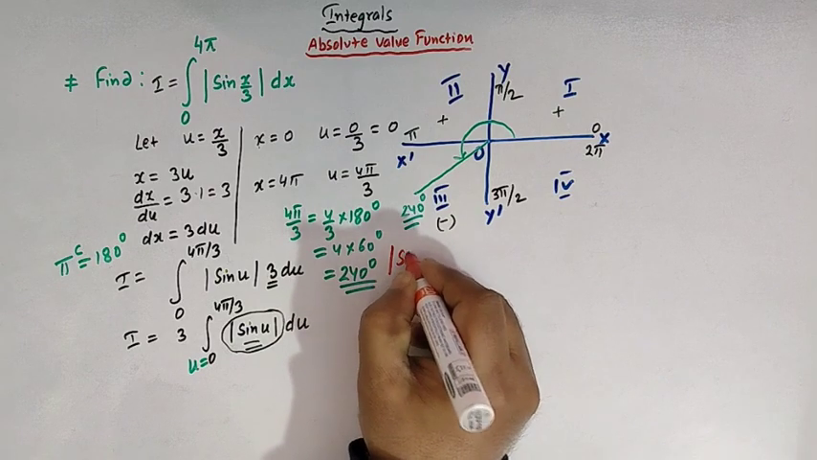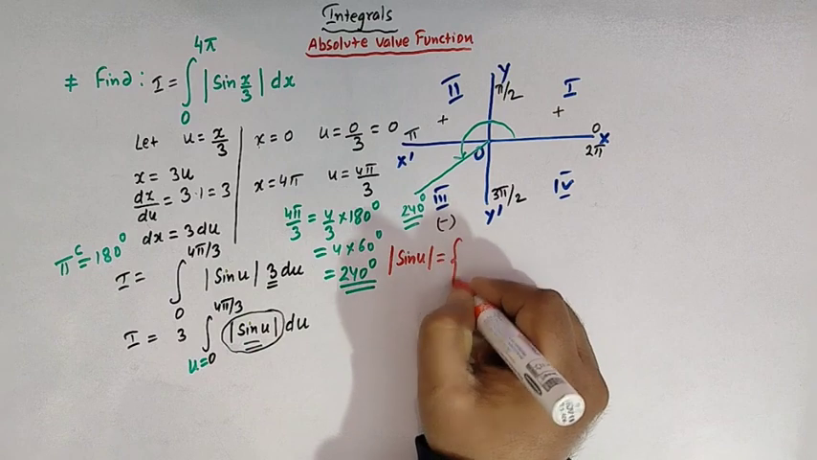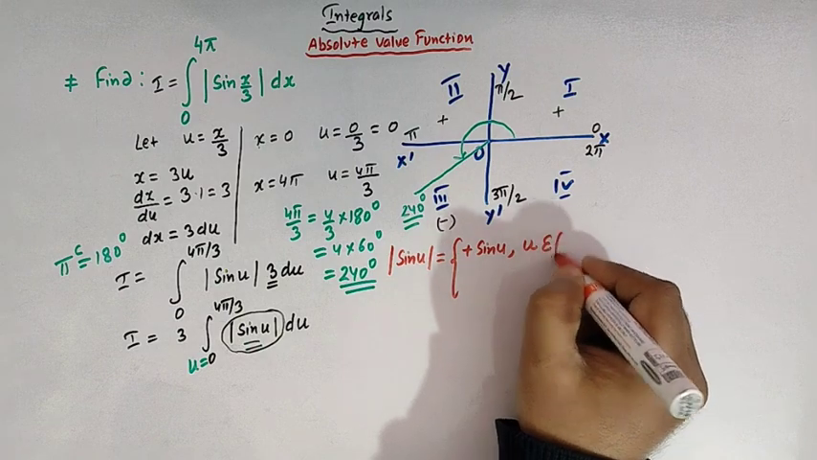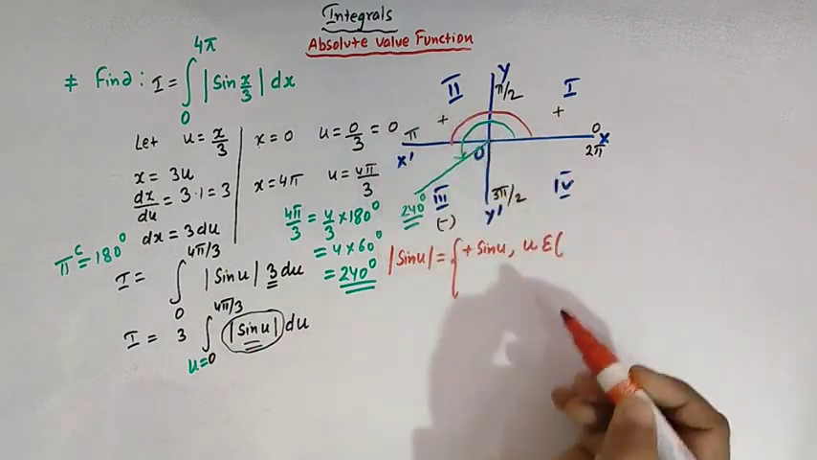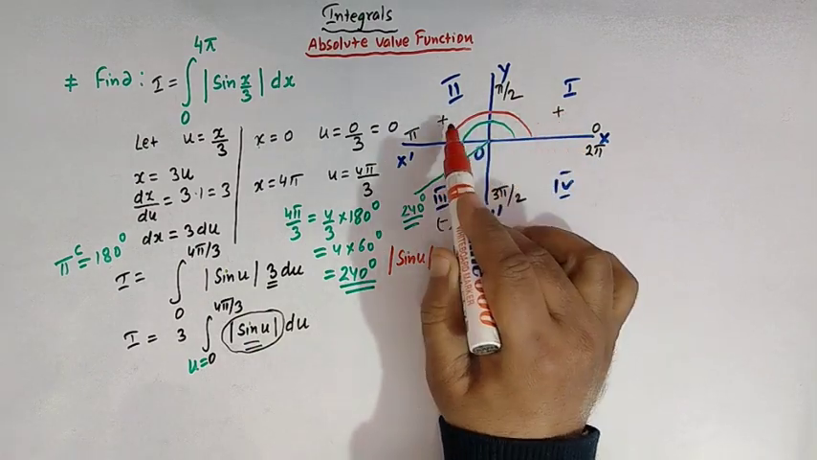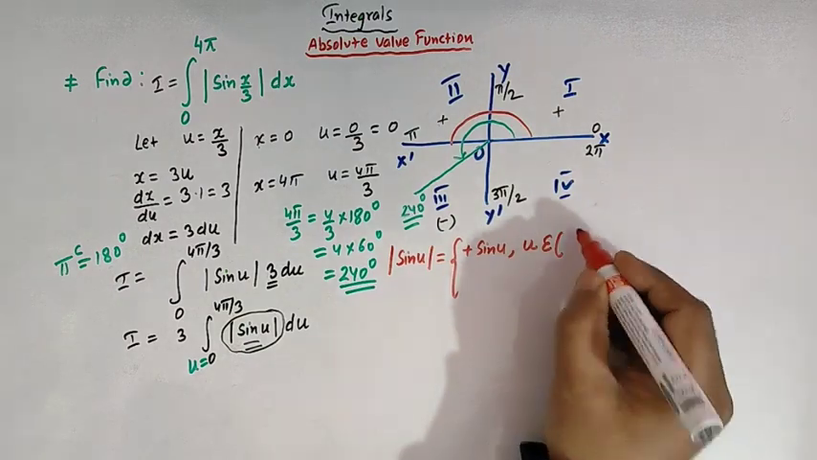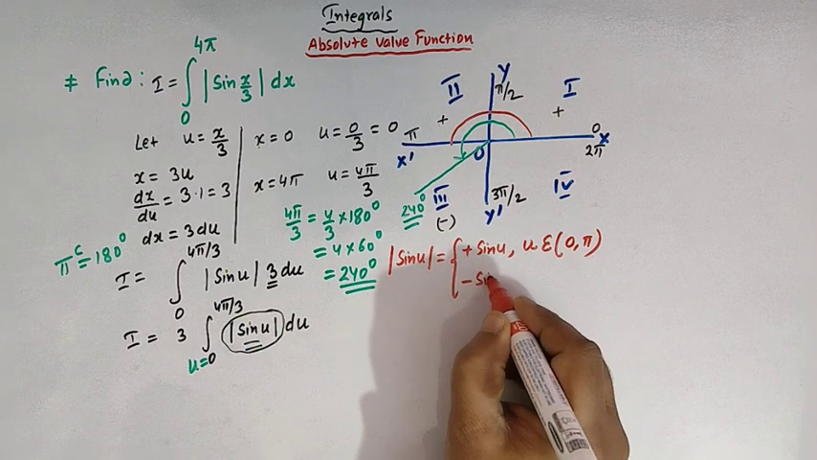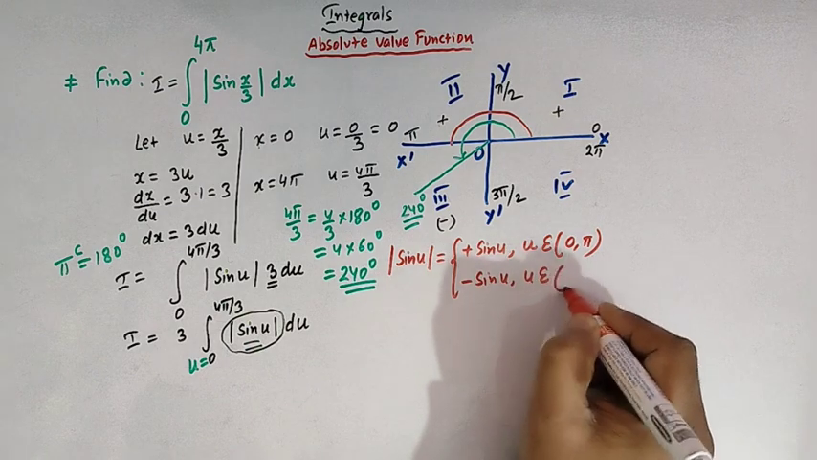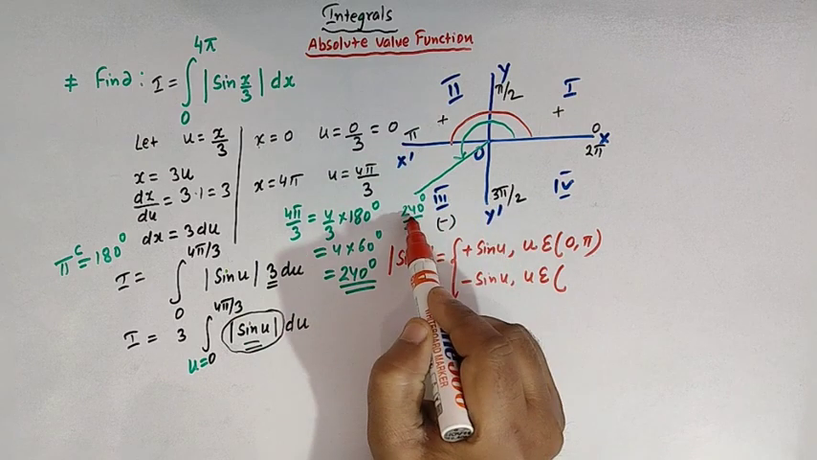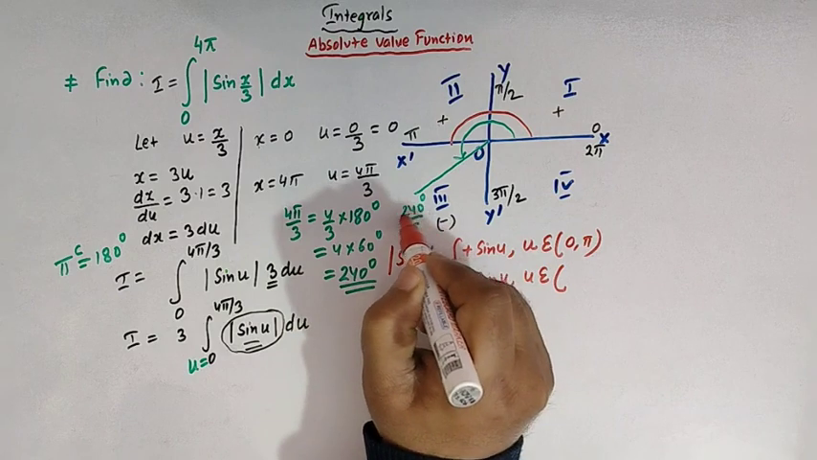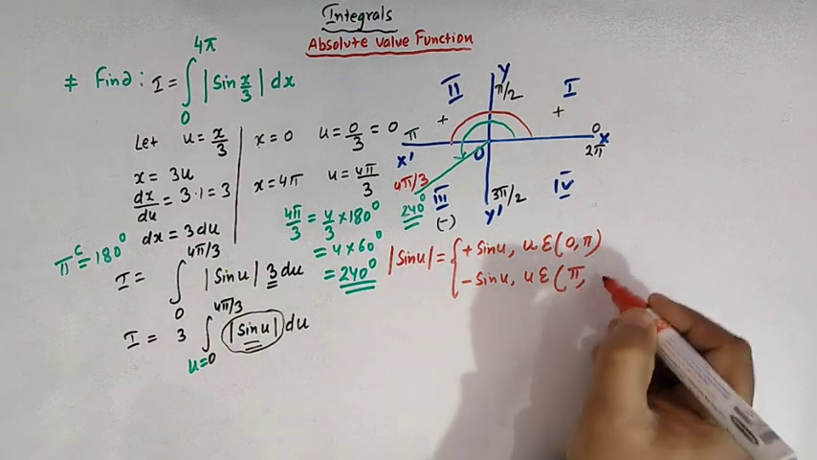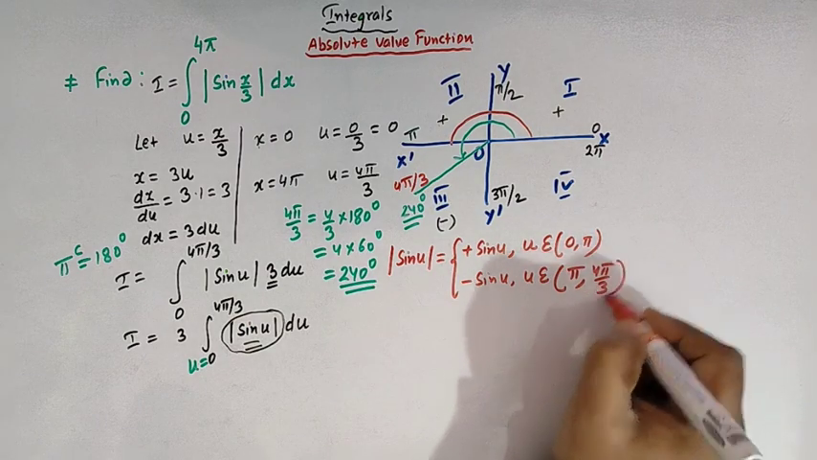So we know that mod of sine u can be written as positive sine u when this angle u belongs to the interval 0 to pi, right? Because here we have the sign of sine function as positive. And mod of sine u is negative of sine u when u belongs to this interval, that is pi to 4 pi by 3. Here we have 240 degrees as 4 pi by 3. So we can write pi to 4 pi by 3, right?